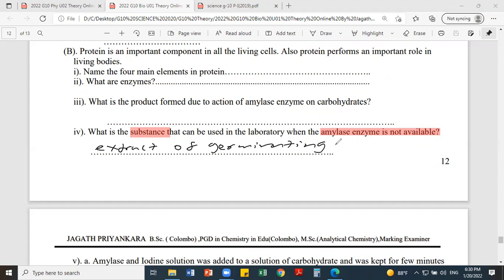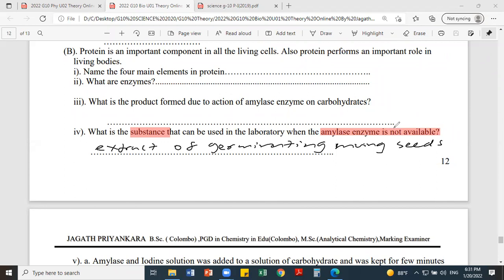Germinating mung seeds, so germinating seeds, or green grams, or just write extract of germinating seeds. Germinating seeds contain an enzyme. Why enzyme amylase?